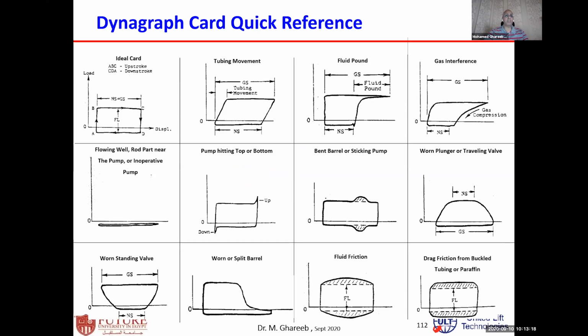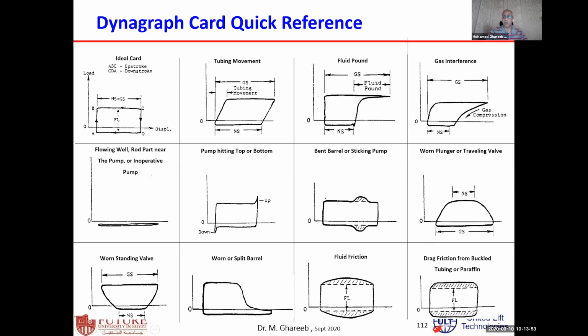However, there are some reference cards. Maybe someone will say, okay, I don't have enough experience. However, the manufacturers and engineers have introduced some reference curves. You may have over 22 reference curves or more like this. If you find your dynamometer card is not exactly like this, it's almost in this shape, for example, or almost in this shape. This indicates, for example, a worn traveling valve, or plungers, and so on.